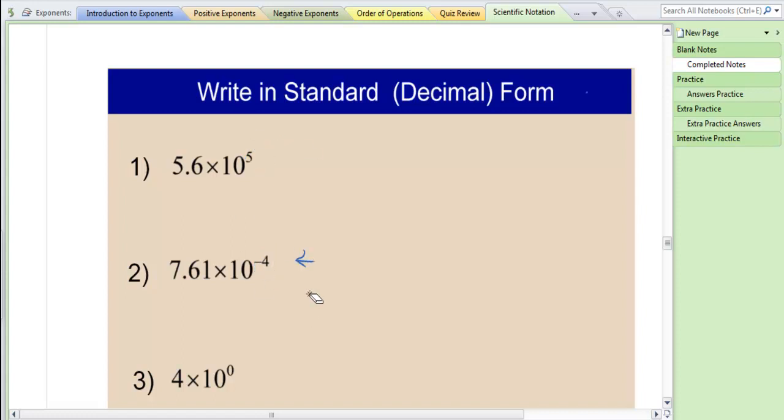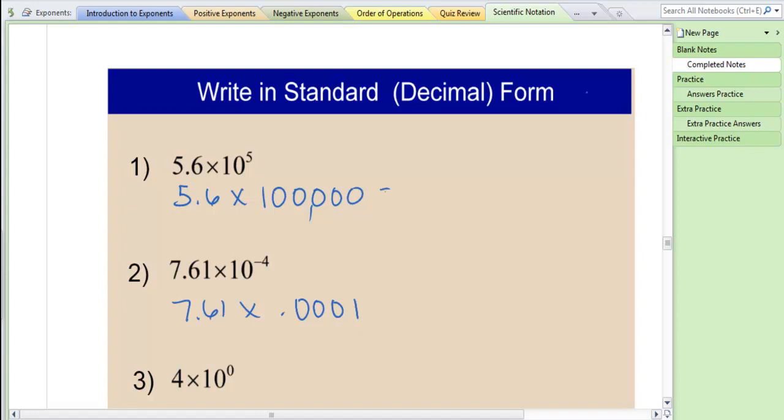So 5.6 times 10 to the 5th means we're multiplying 5.6 times 1 with 5 zeros, or 100,000. 7.61 times 10 to the negative 4th means we're multiplying 7.61 times 0.0001. So we're taking 5.6 and making it bigger. We're taking 7.61 and making it smaller.